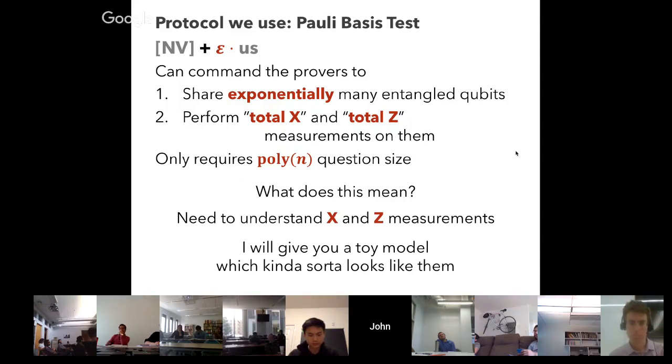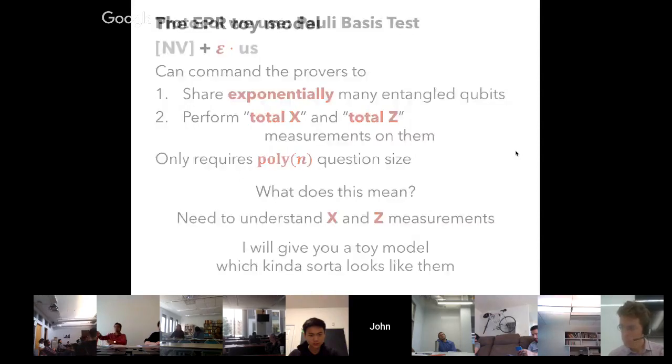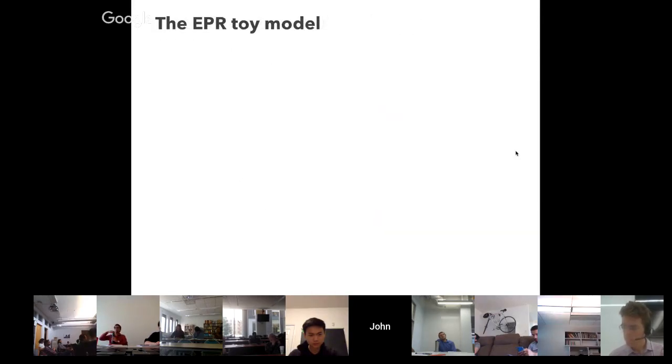But I'm going to give you a toy model that kind of represents what's going on with a large set of entangled qubits. This toy model is going to look like what's going on here, and then we're going to use it to show how to simulate the line versus point test. Okay, so this is called the EPR toy model.